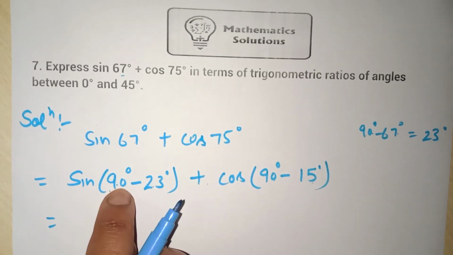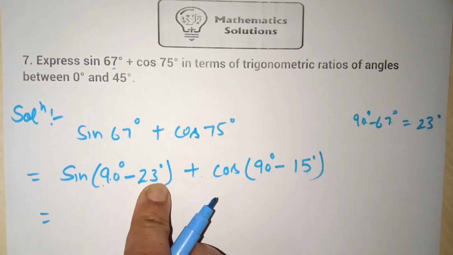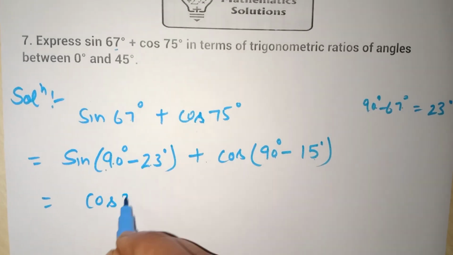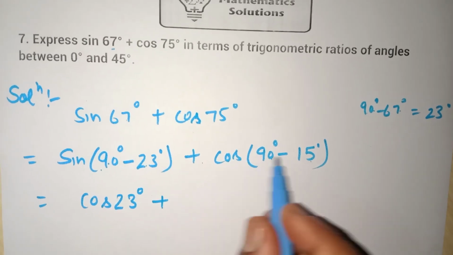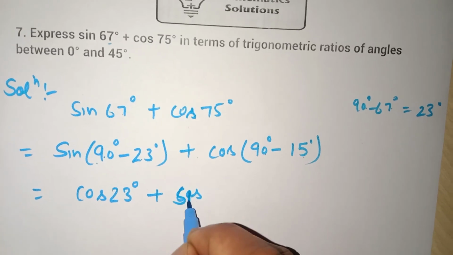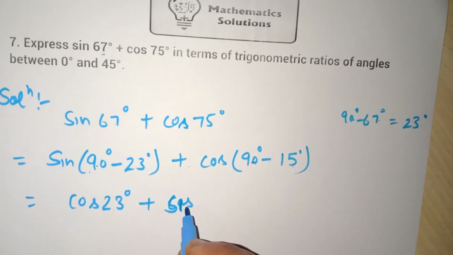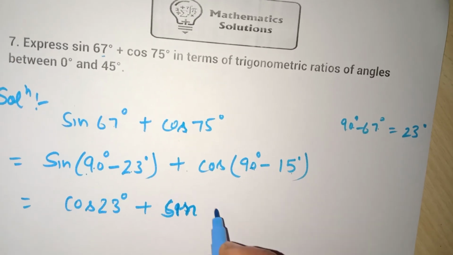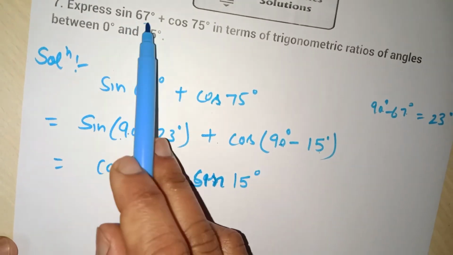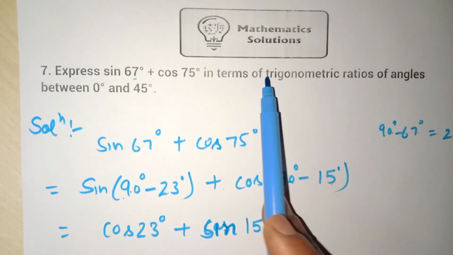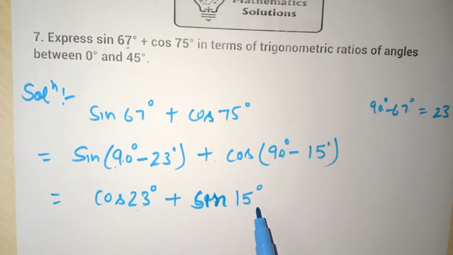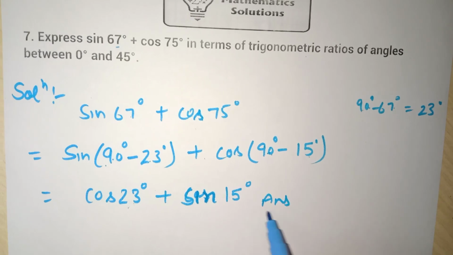Now what is the value of sine of 90 degrees minus theta? We know that sine of 90 degrees minus theta is cos theta. Therefore it is equal to cos 23 degrees, and cos of 90 degrees minus theta is equal to sine theta, where theta here is 15 degrees. So we have expressed these terms in trigonometric ratios of angles between 0 and 45. These angles are between 0 and 45, and this is our answer.